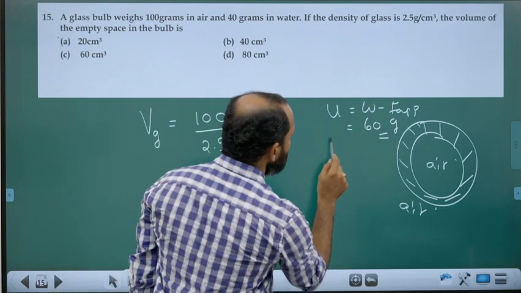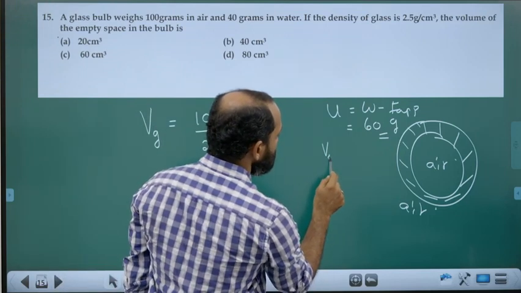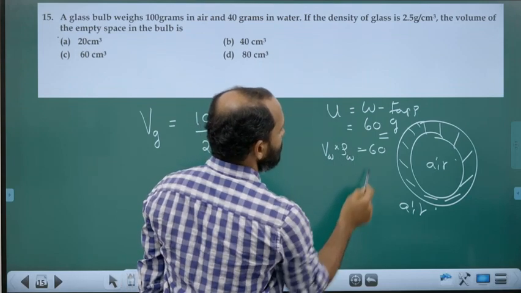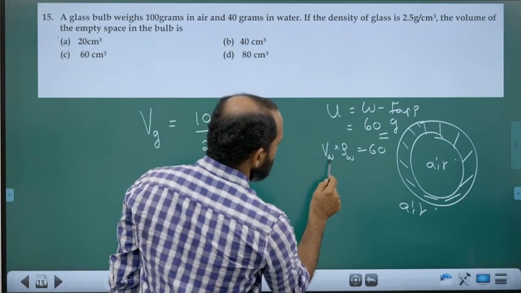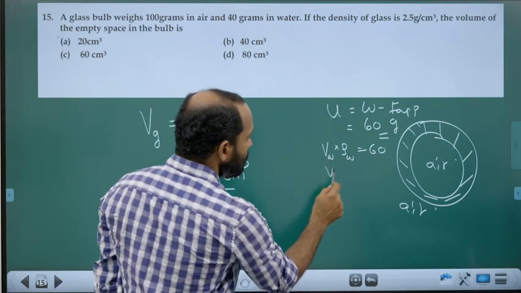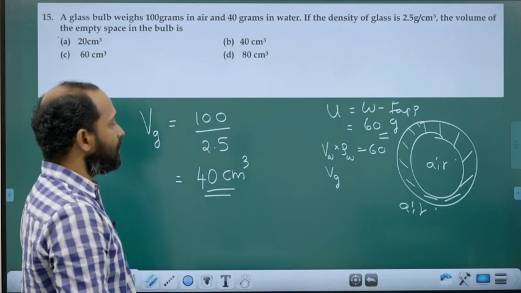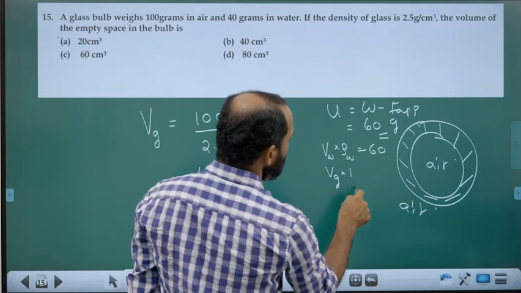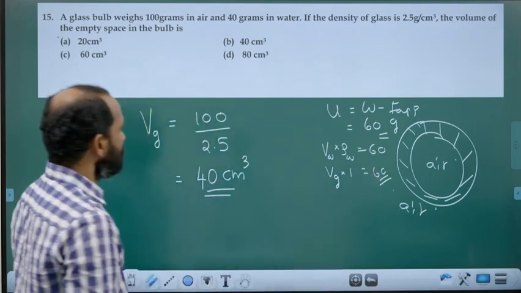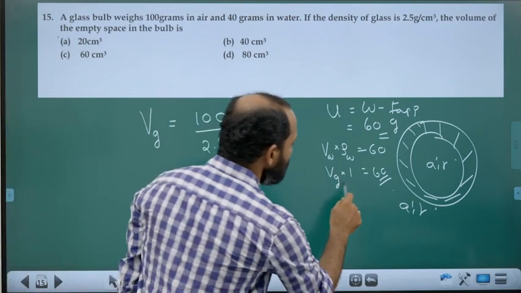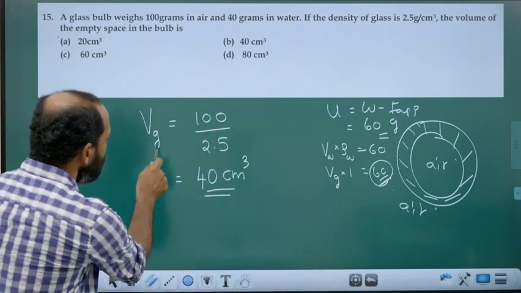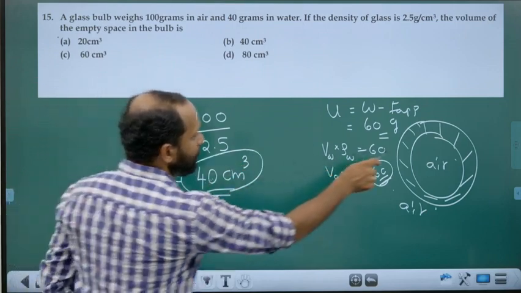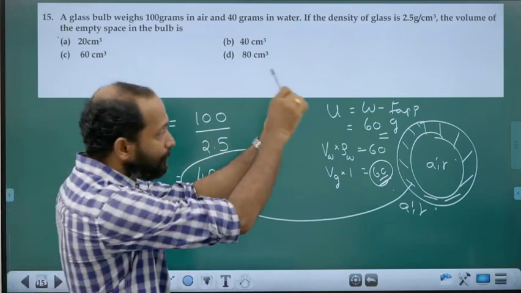Upthrust is nothing but volume of water displaced multiplied by density of water. That is 60 gram. Now, volume of water displaced multiplied by density of water, which is 1, is equal to 60. So the volume is 60. But here the volume of the glass is 40. What is the difference? Here the volume of the glass means the volume of the material of the glass.